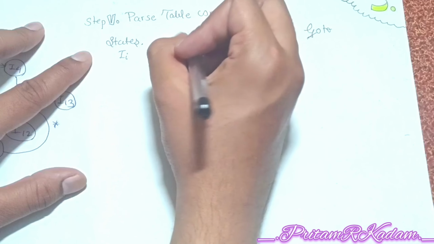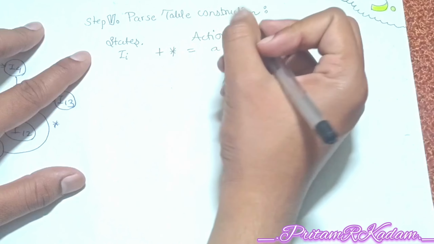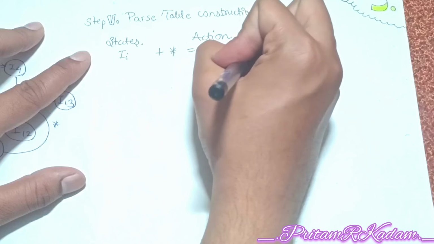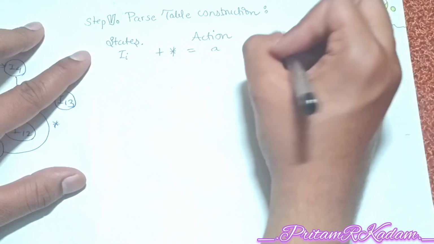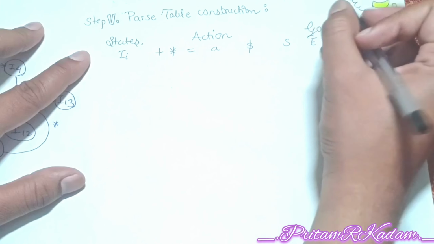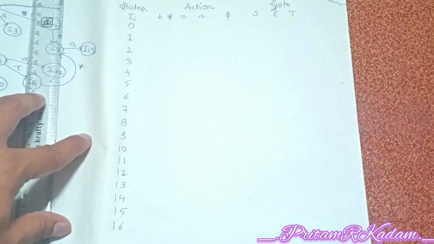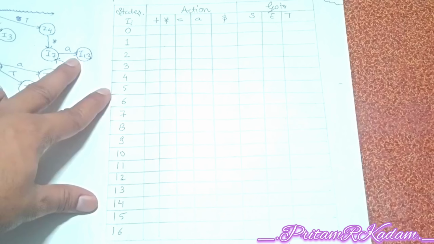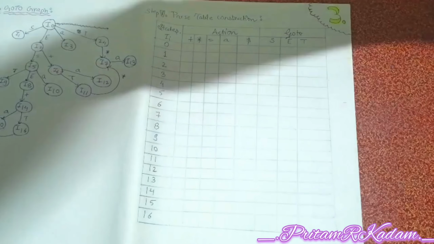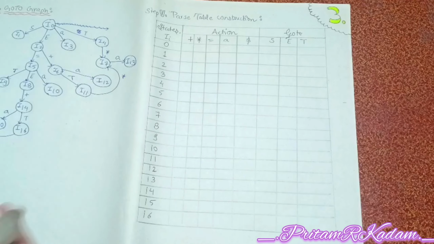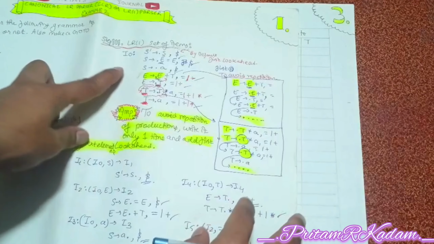So let us write the terminals plus, star, equals to, A and dollar, and we have the non-terminals as S, E and T. We will write the states now, and we will make the cells. Okay, so after making the cells, we will start writing the entries inside the table.